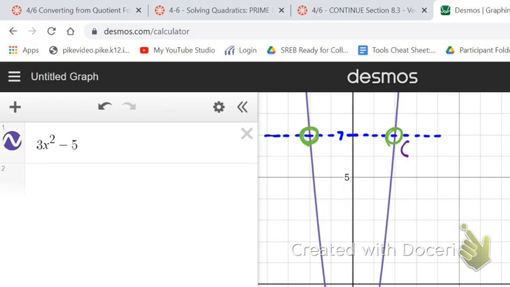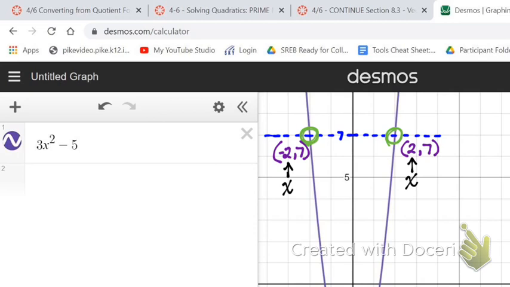What would this ordered pair be? 2, 7. So here's the x value that gave me an output of 7. What would this ordered pair be? Negative 2, 7. So here's the other x value that also gave me an output of 7. So I can do it with a graph.